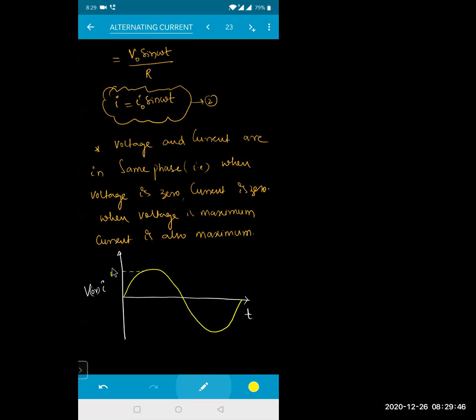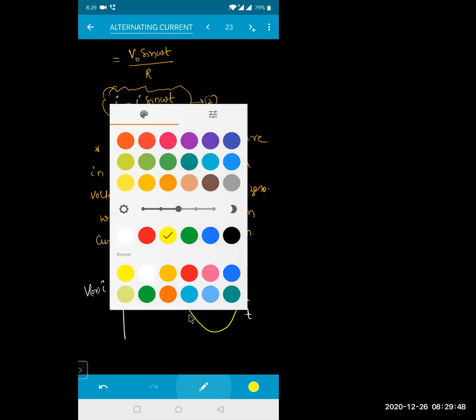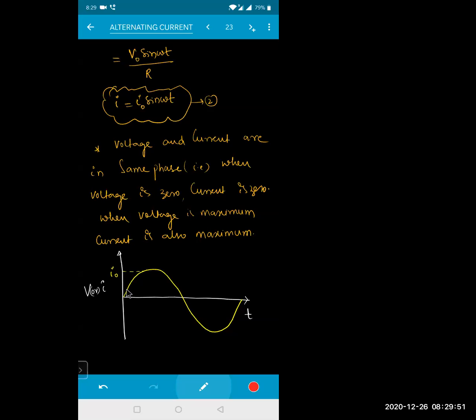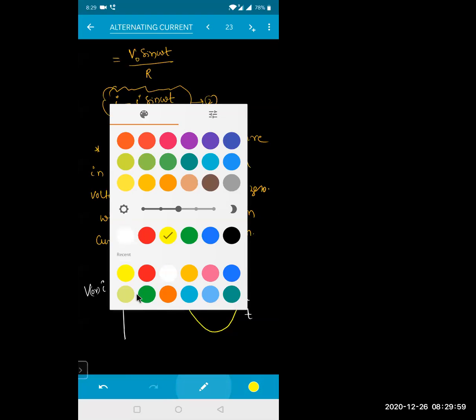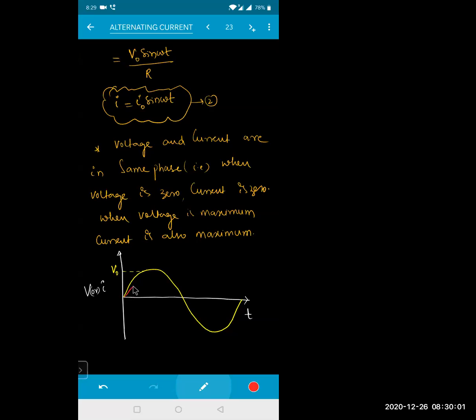So this is, for example, I naught. In the same way, voltage will also be a little bit higher. If I take the first one as voltage V naught, next we get the current, and the current is also in the same phase like this. So this is your I naught. See, both of them are sine functions, so both of them are in the same phase. I can say that voltage and current are in the same phase.